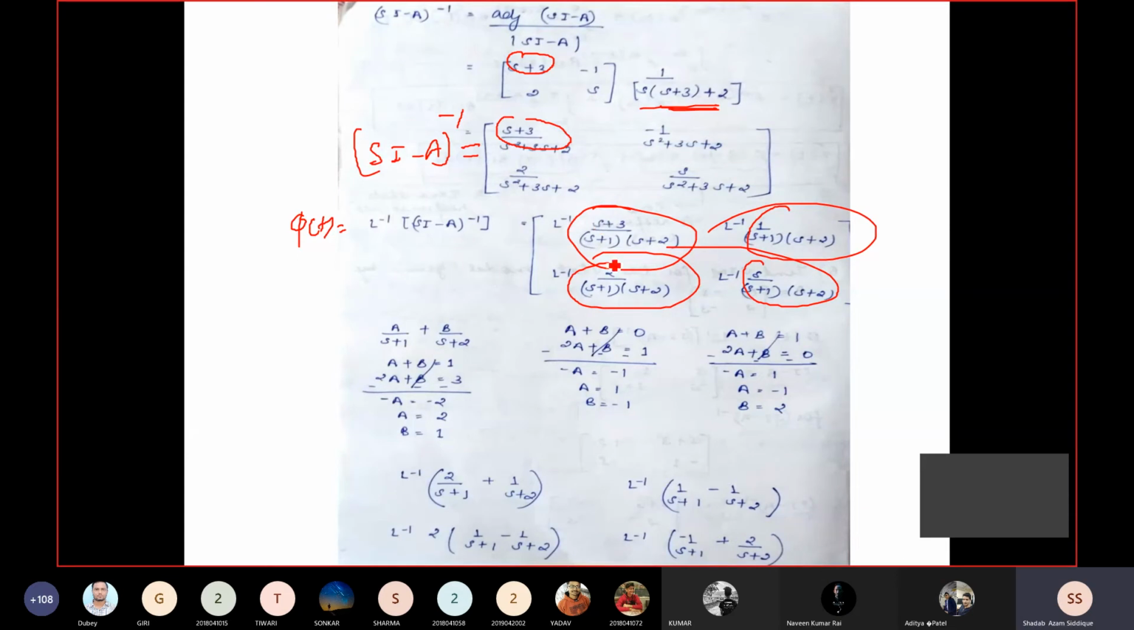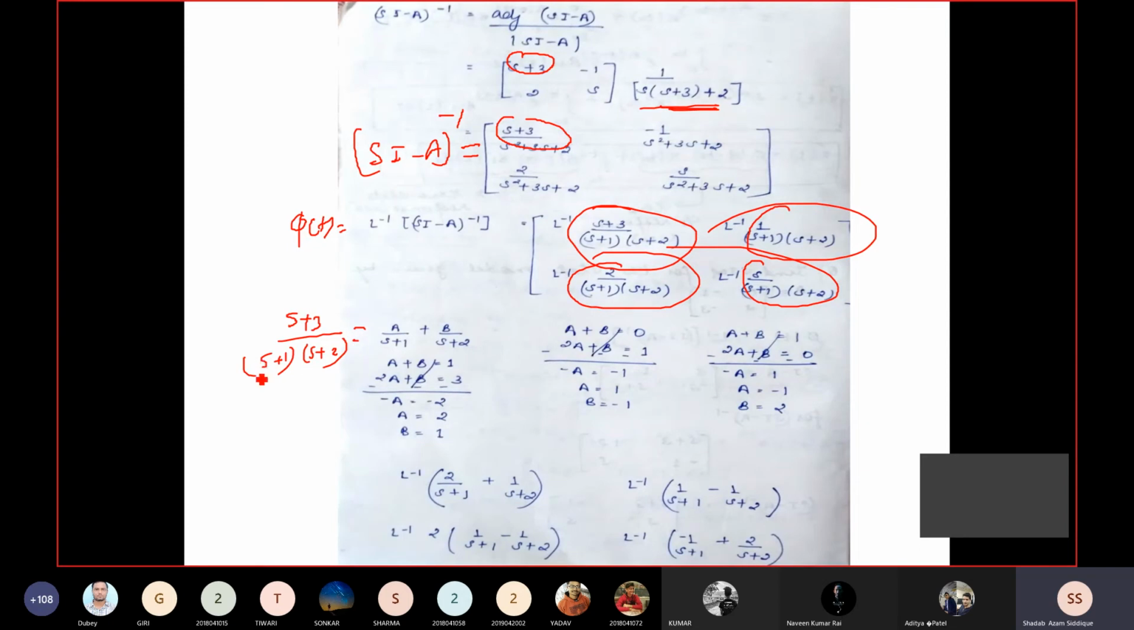So s plus 3 divided by (s plus 1) into (s plus 2). Try to find this. You just split it as A divided by s plus 1, B divided by s plus 2. So I have written A divided by s plus 1, B divided by s plus 2, which can be written as s plus 3 divided by (s plus 1) into (s plus 2). Whatever method you know, you just go through this, not necessarily my method. You go through any method, but the answer should be the same.